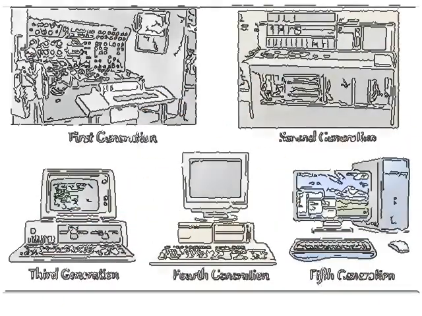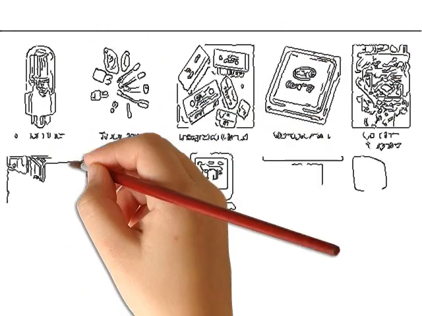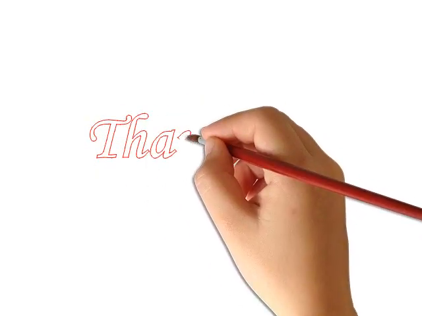See students, all the generations of the computer: first, second, third, fourth and fifth generation. So in all the generations, you can see vacuum tubes, transistors, integrated circuits, microprocessors and quantum computers were used.